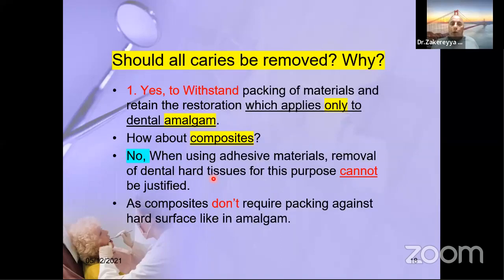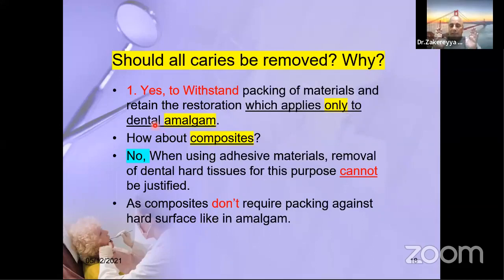Now, should all caries be removed and why? A big question. Do we have to remove all dental caries? And if the answer is yes, why? If the answer is no, why? I would say, yes, we have to remove all dental caries to withstand packing of materials and retain the restoration, which applies only to dental amalgam.